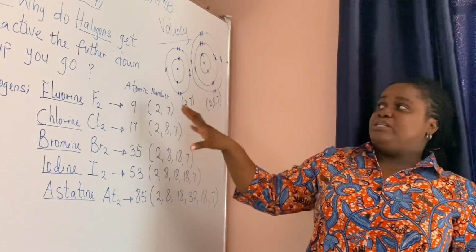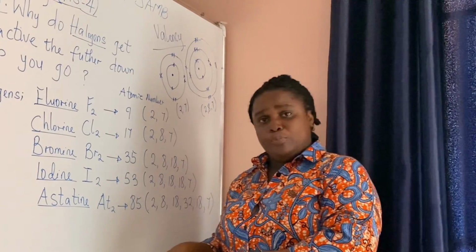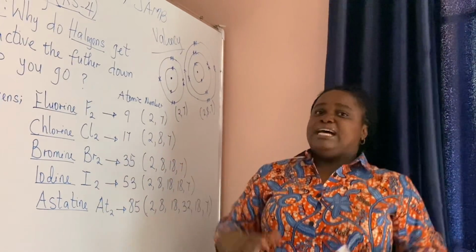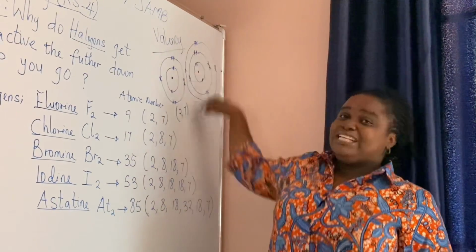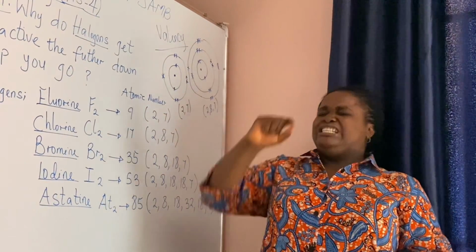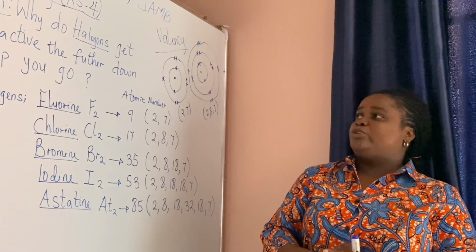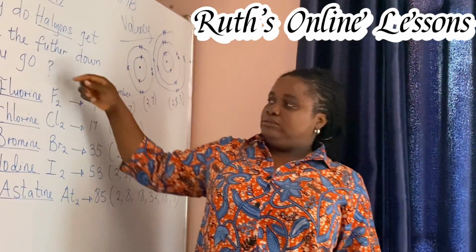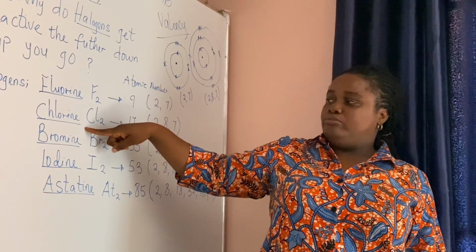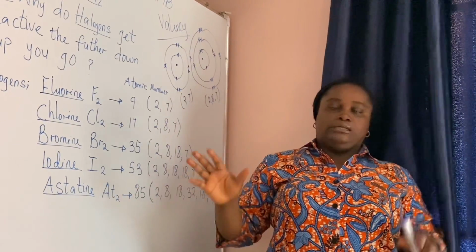So on this premise, we're saying that halogens decrease in reactivity the further down the group you go, because the further down the group you go, the heavier the atoms. And the heavier the atoms, the further the valence electron is from the nucleus. The further the electrons are from the nucleus, the more difficult it is for them to gain more electrons to attain the noble gas electronic structure. So we can say that fluorine is more reactive than chlorine, chlorine more reactive than bromine, bromine more reactive than iodine, and iodine more reactive than astatine.